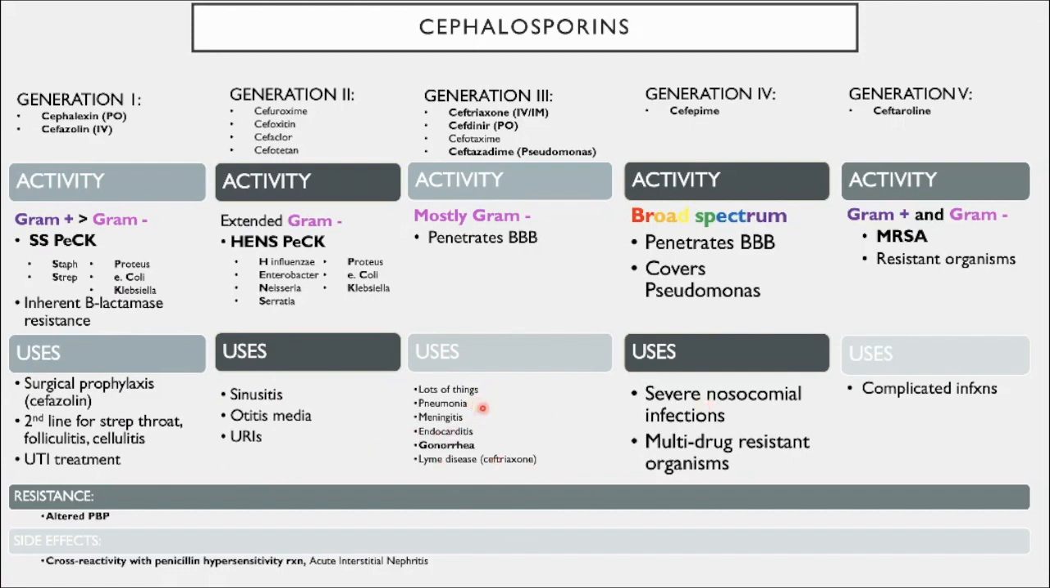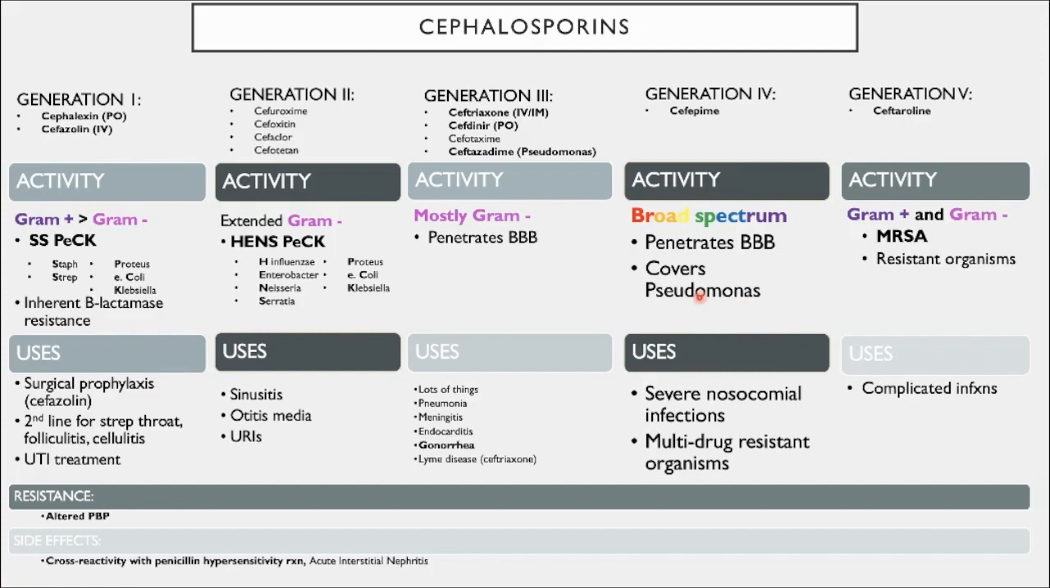It can treat pneumonia, meningitis, endocarditis, and gonorrhea. It is the drug of choice when treating gonorrhea, and it can treat Lyme disease. We don't really see that in Arkansas, but it does pop up on the boards. And then cefepime. The key here is cefepime is essentially ceftriaxone with Pseudomonas coverage. It's more complicated than that, but that's how I want you to think about it.